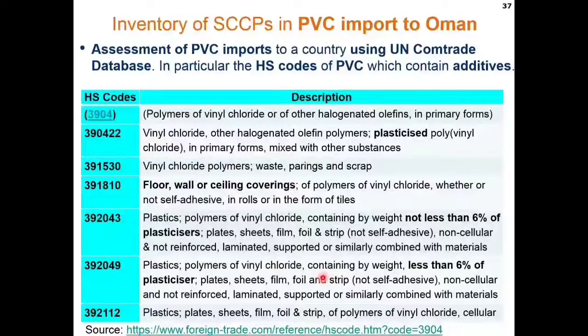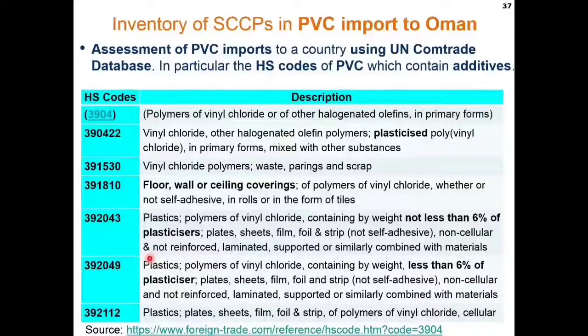So here we have done for other countries an assessment of PVC import. That's another assessment you can do for Oman. Especially interesting, we know that in China most of the chlorinated paraffins are going into PVC. And luckily, for the import of PVC, the HS codes are very specific. So you can look, for example, for PVC which contains more than 6% additive, 392043. That is then a PVC which might contain also chlorinated paraffins.